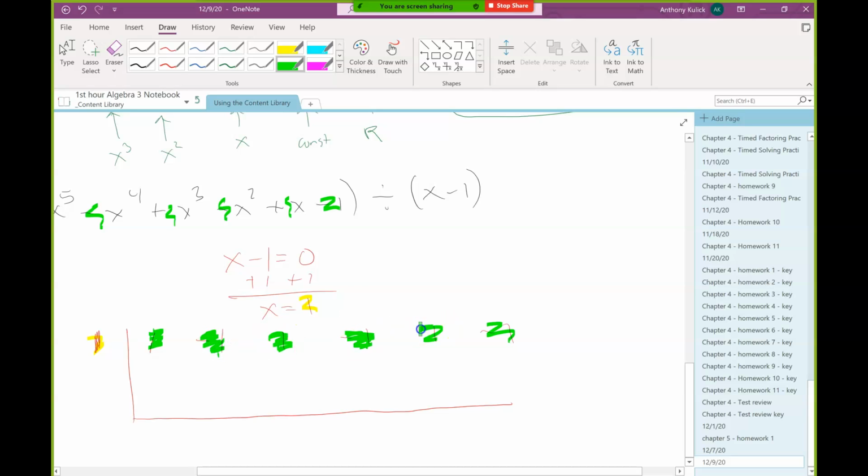Those are all starting to look like 2's. Let me fill in a little bit more highlighting so they don't look like 2's. Let me go back and look at this.